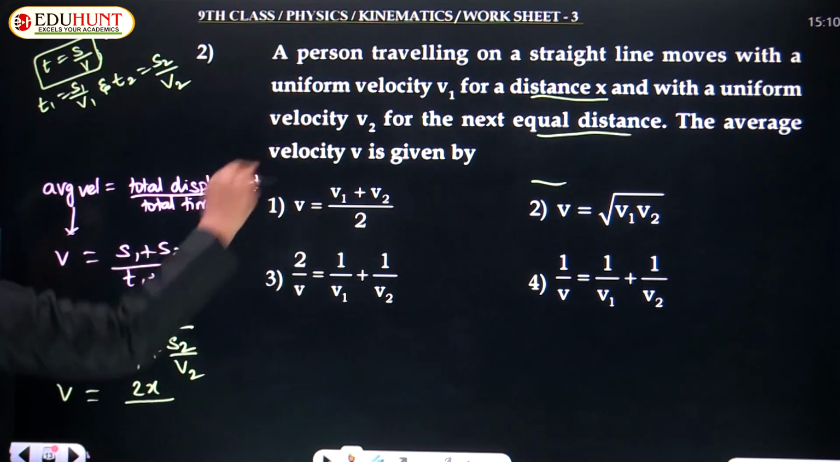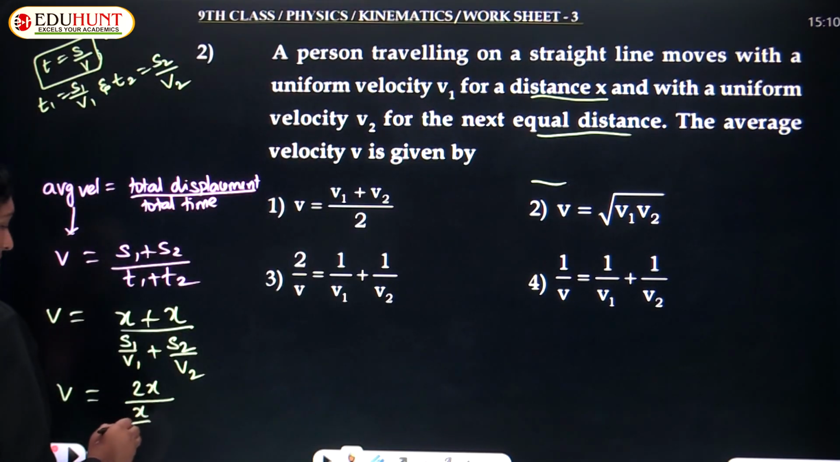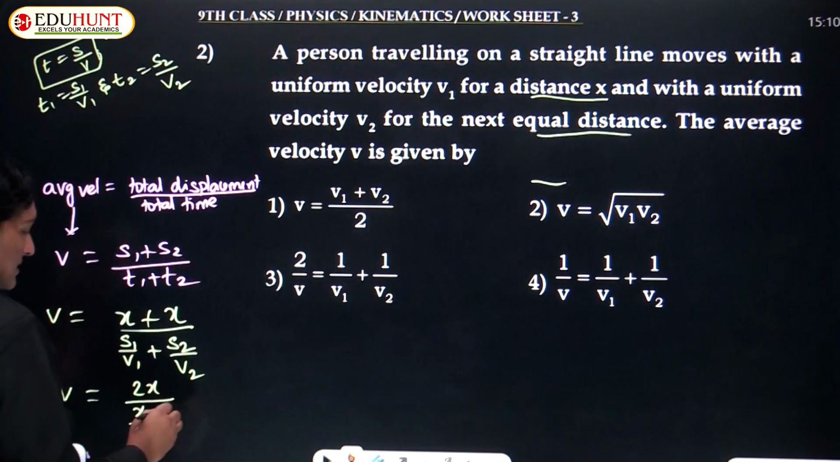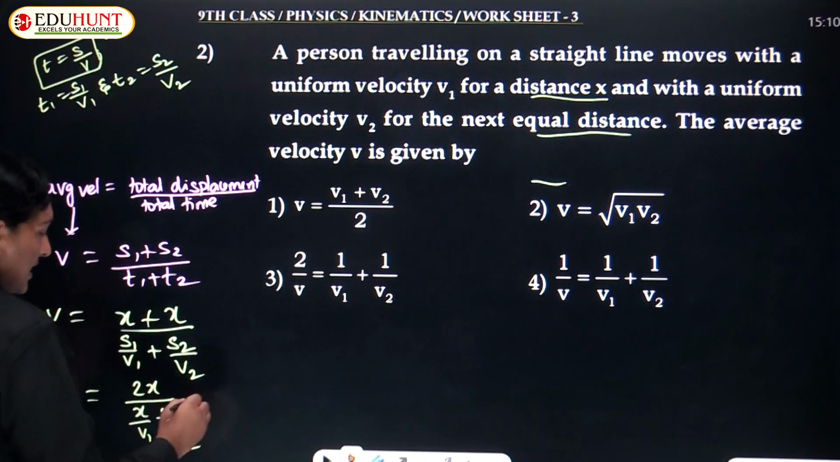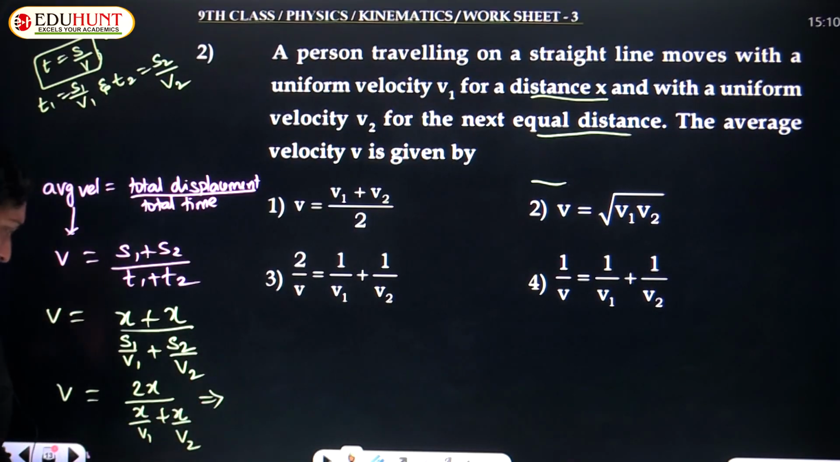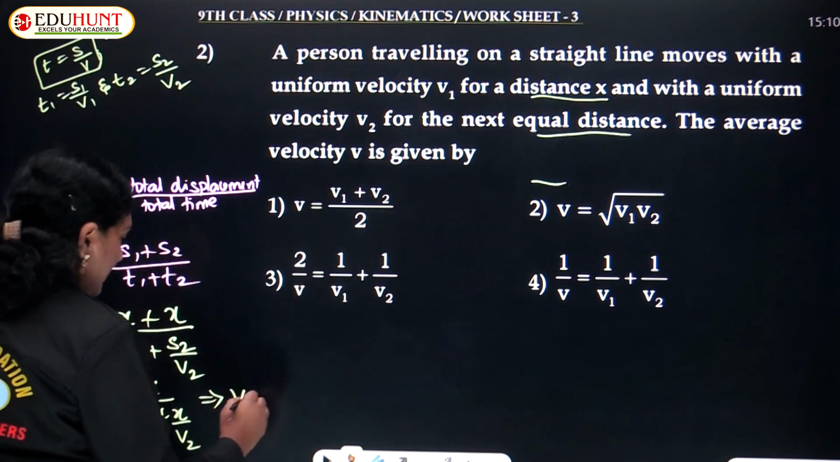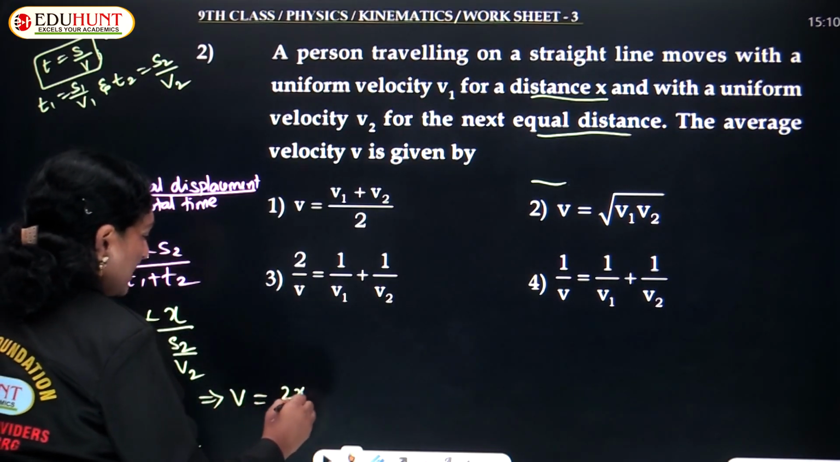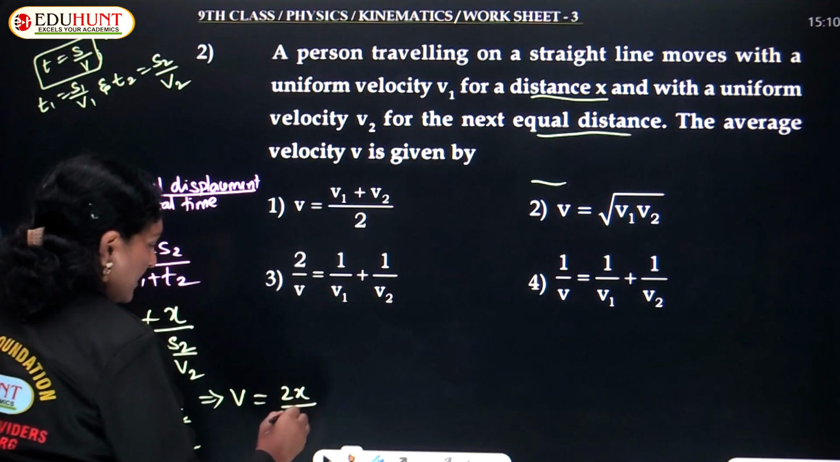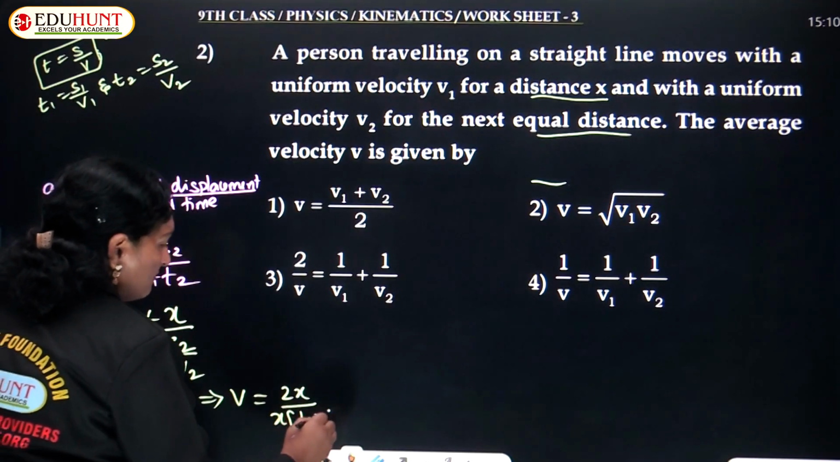S1, the first distance is x, first velocity V1, next distance x, next velocity V2. This implies we have x as common in the denominator. So, V can be written as 2x upon, if x is taken common, you are left with 1 by v1 plus 1 by v2.